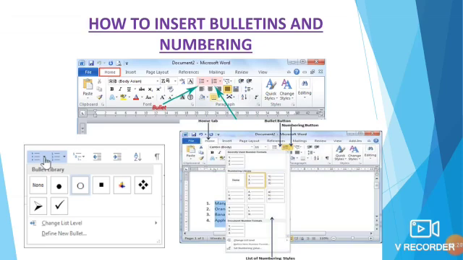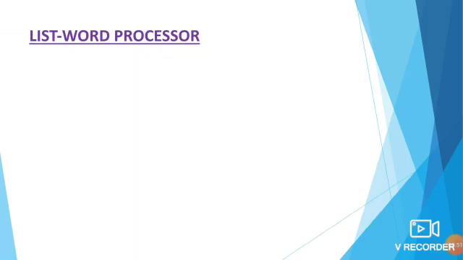In another one also, we are using LibreOffice, isn't it? There also both are mostly the same, and the icons are also the same, but only the windows will be changing. So this is how to insert bullets and numbering, and you can change those bullets and numberings also.